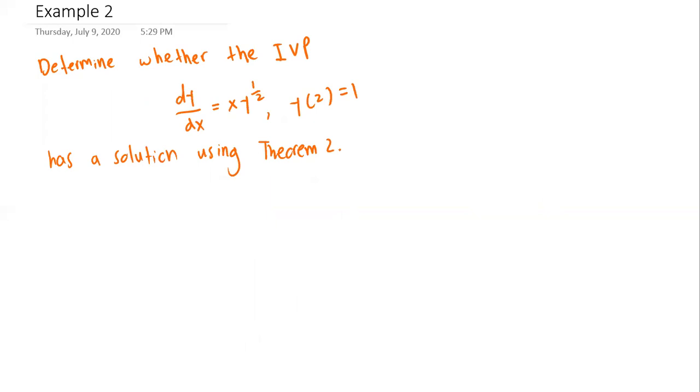So, example 2. Determine whether the initial value problem dy/dx equals x times y to the 1/2, or the square root of y, has a solution. It's an initial value problem, so we need an initial condition. In this case, y of 2 equals 1. Determine whether this initial value problem has a solution using theorem 2. Okay, so let's use theorem 2.